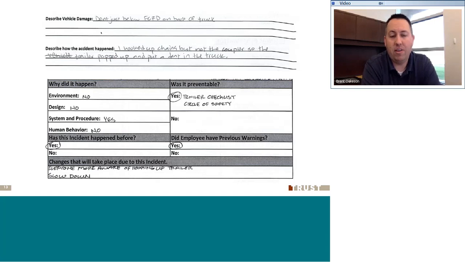You can see on the right side where it says trailer checklist and circle of safety. Those are some good practices. Those are things to have a procedure and a practice in place. But we don't know if they were being used. We don't know if that's what needs to be done in the future. And it doesn't quite identify those details of the root cause.